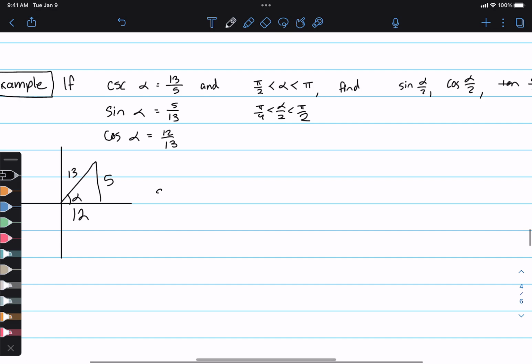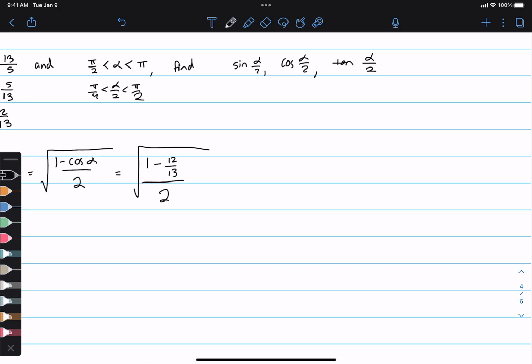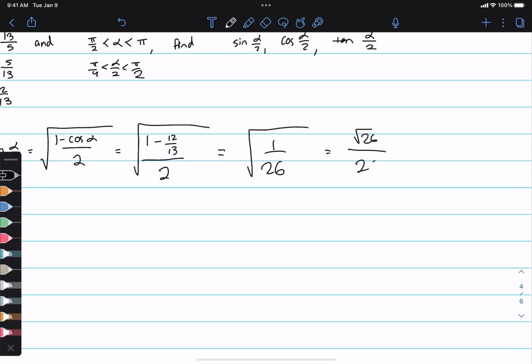Now, to find the sine of alpha over 2, that's going to be plus or minus, and we know it's plus because it's in the first quadrant, the square root of 1 minus cosine of alpha over 2. Plugging this in, we get the square root of 1 minus 12 over 13 over 2. Put the inside of this in your calculator: 1 minus 12 over 13, divide that whole thing by 2, and enter your fraction. So this should be the square root of 1 over 26. Rationalize your denominator. That's the square root of 26 divided by 26.